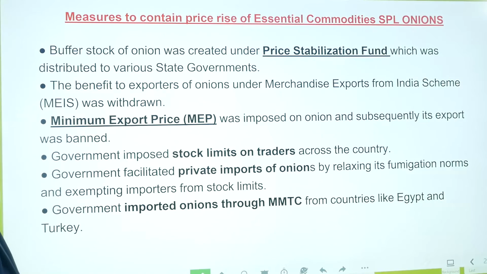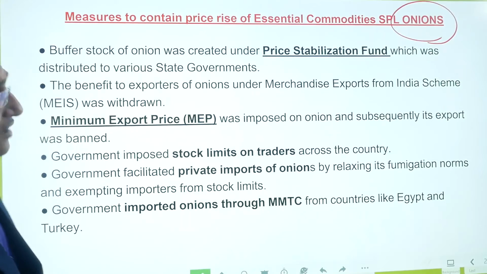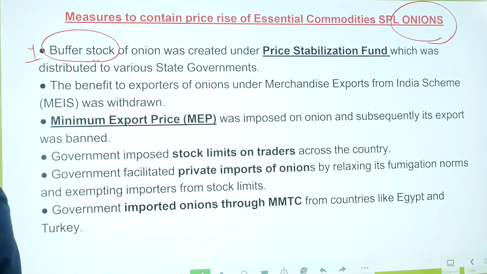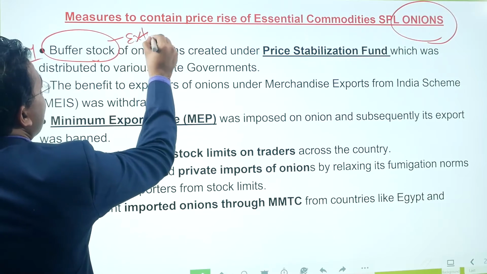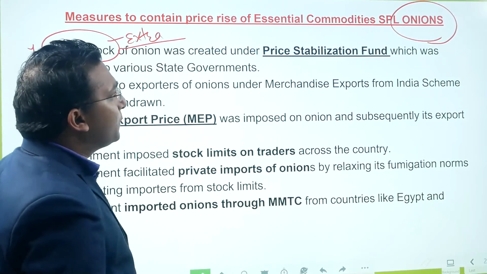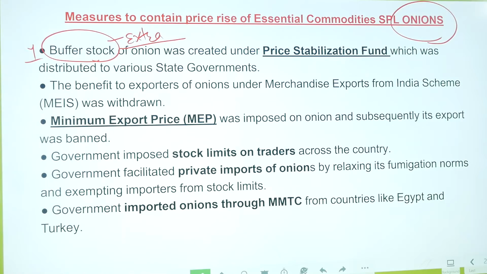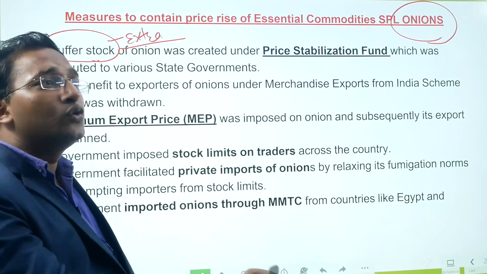Now, what are the measures which have been taken to contain the price rise of the essential commodities, especially the onions? So what are the price control measures taken for the onions? The first is building of the buffer stock of onion. Buffer stock is basically the extra stock which has been created specifically to deal with the emergency situation when supply of the crop decreases suddenly. So in that case, the crop is withdrawn from the buffer stock and supplied to the consumers.